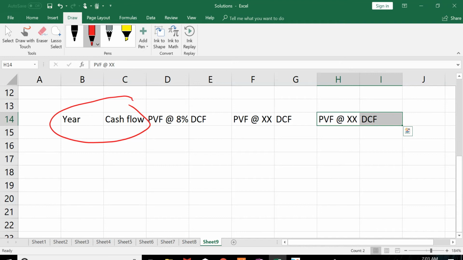So, year, cash flow, PVF at 8%, DCF we will do. We will see whether we get a positive NPV or negative NPV. Positive means you will have to increase the rate so that you get a negative NPV. Negative means you will have to reduce the rate so that you get a positive NPV. I need one positive NPV, one negative NPV. Have space for 8 columns, but don't open them.